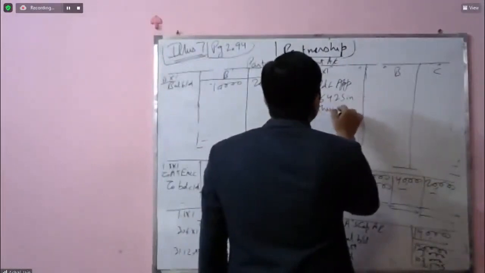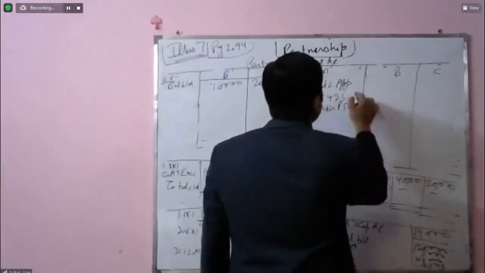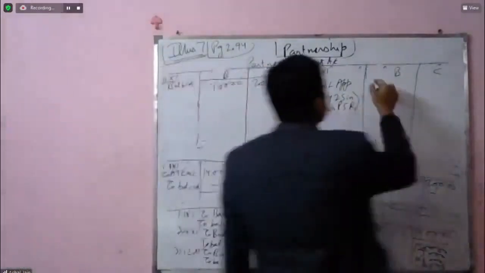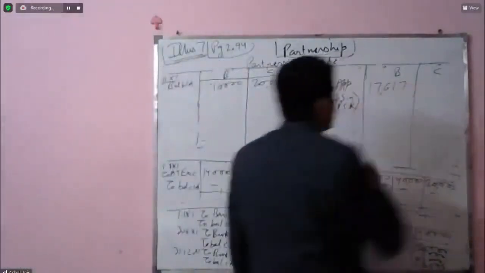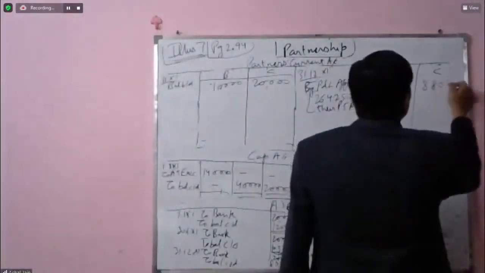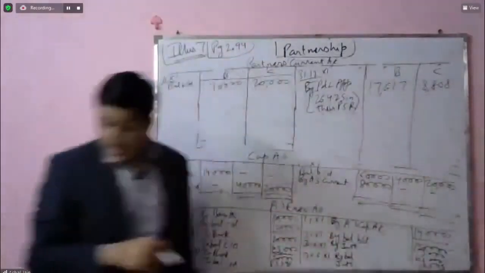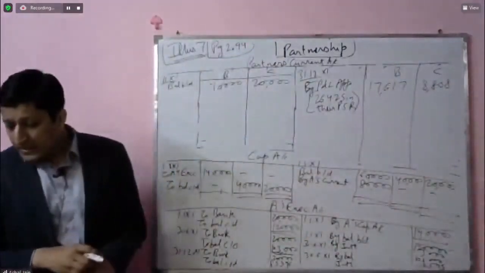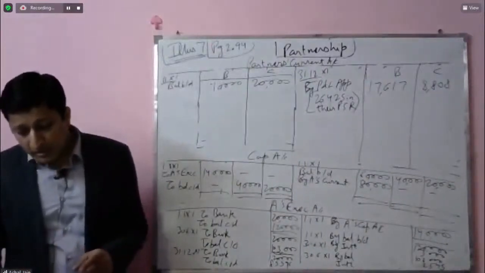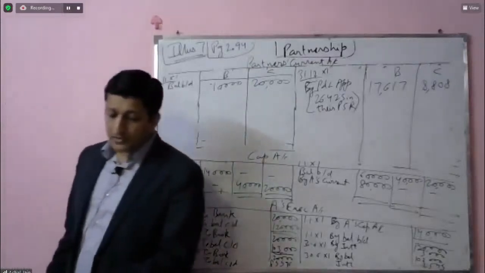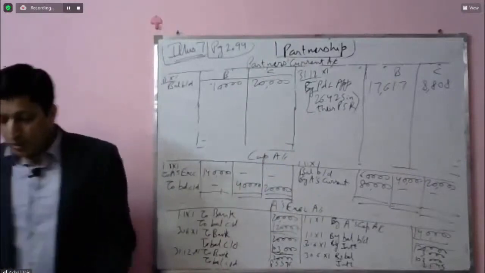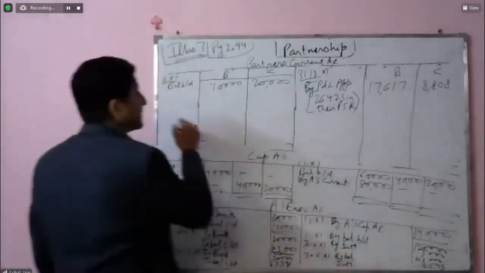in their profit sharing ratio. So this becomes 17,617 and this becomes 8,808. Okay, and with this, their closing balances will become, I think they also had some drawings on 31st of December. Yes, they also had some drawings on 31st of December, 15,000 and 8,000.